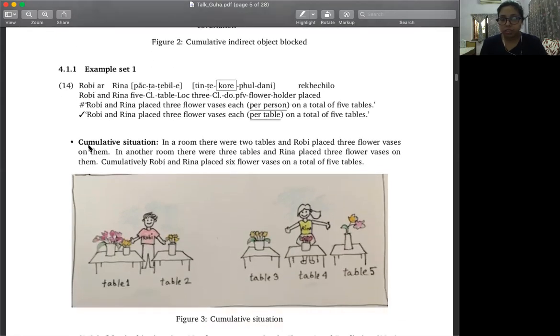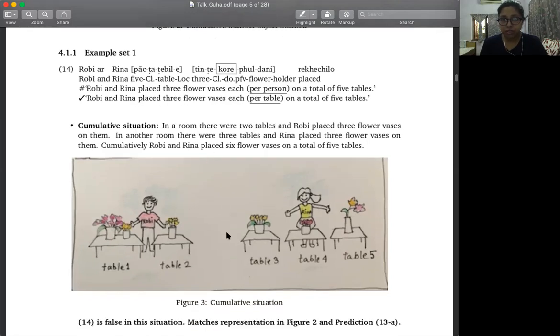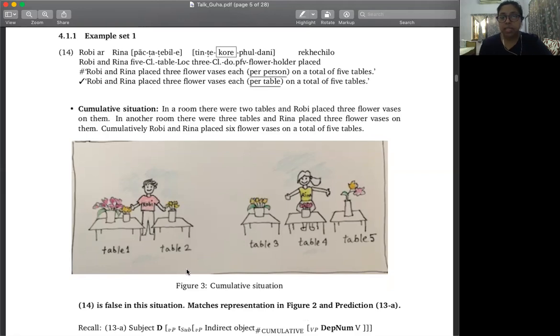So let's imagine the cumulative situation. In a room, there were 2 tables and Robi placed 3 flower vases on them. In another room, there were 3 tables and Rina placed 3 flower vases on them. So cumulatively, Robi and Rina placed 6 flower vases, 3 each, on a total of 5 tables. So that's the cumulative reading of the indirect objects relative to the subject. 14 is false in this situation. So that's what this line of translation represents.